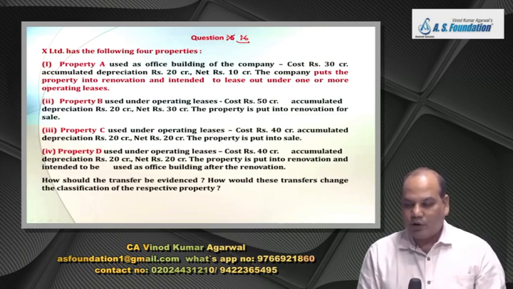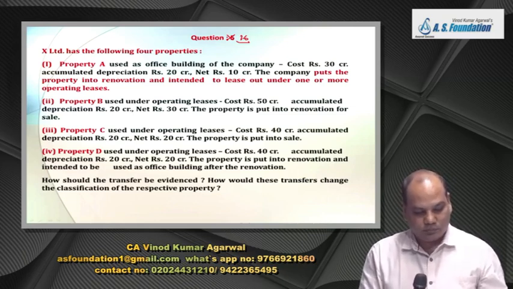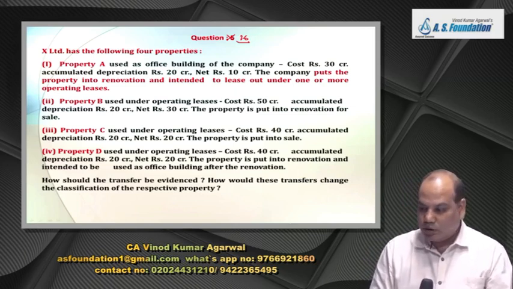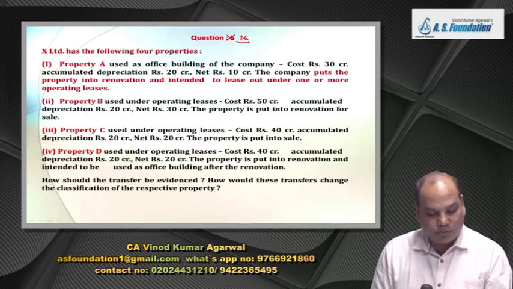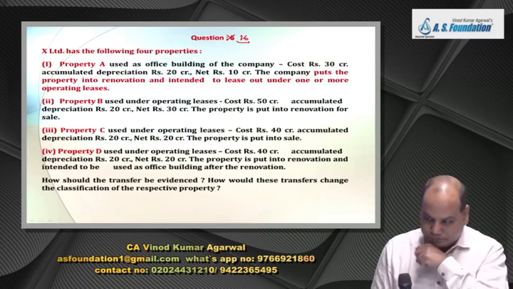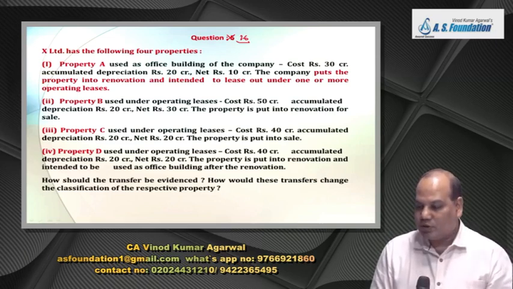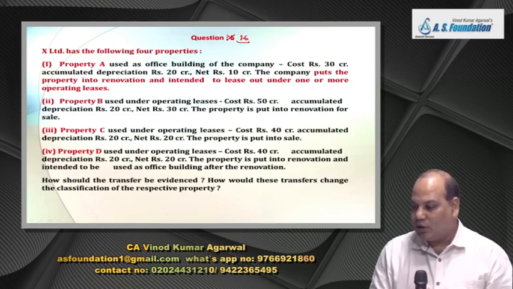X Limited has the following 4 properties. Okay, property A used as office building. So what is the original classification? If used as office building, it will be PPE, owner occupied property. Okay, cost rupees 30 crore, accumulated depreciation 20 crore, net rupees 10 crore. The company puts the property into renovation and intends to lease it out under one or more operating leases.